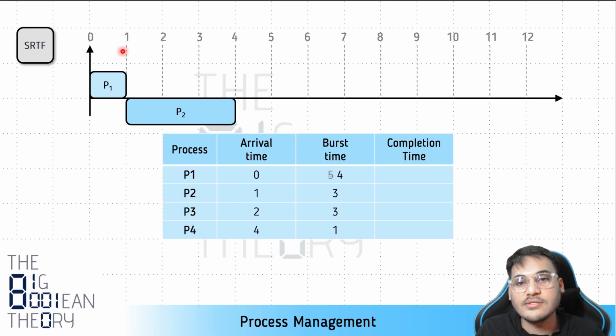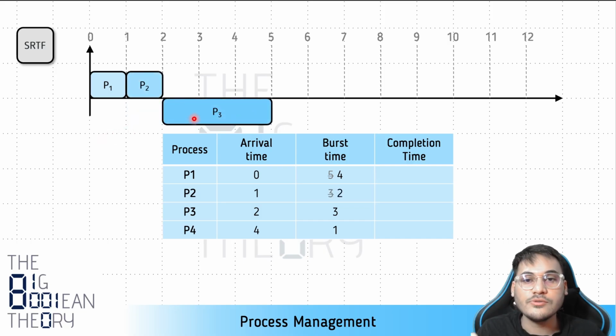So from t equals 1 to t equals 2, we can be sure that P2 is the shortest process. So from 1 to 2, P2 will get to execute. At t equals 2 milliseconds, a new process arrives in the system, which is P3, and which has a burst time of 2.